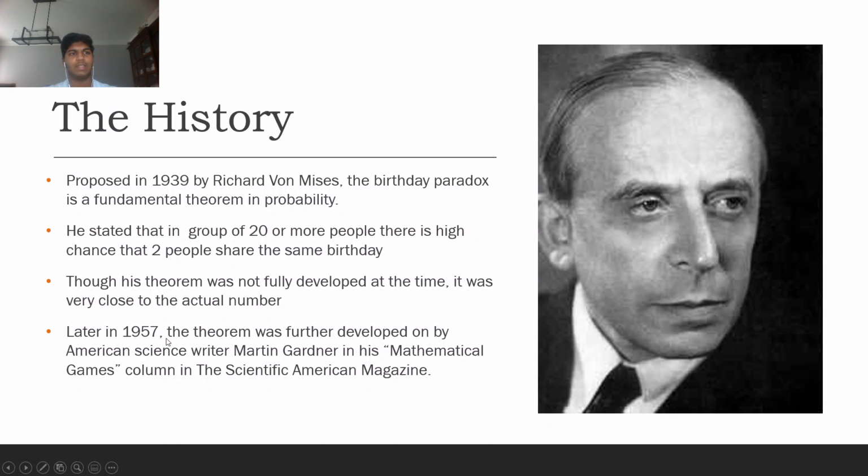Later, in 1957, the theorem was further developed by American science writer Martin Gardner in his Mathematical Games column in the Scientific American magazine. Gardner just refined Mises' theorem. Instead of saying high probability, he said 50% or more.